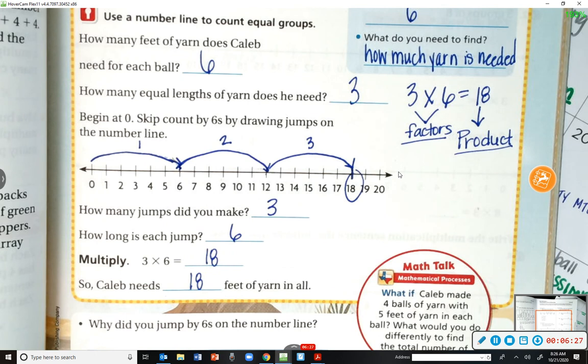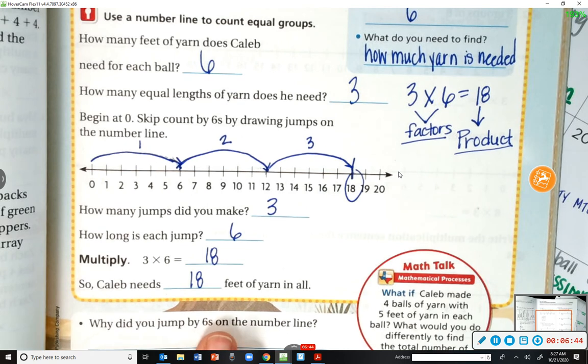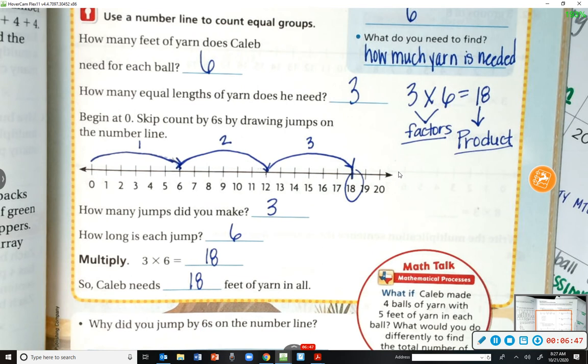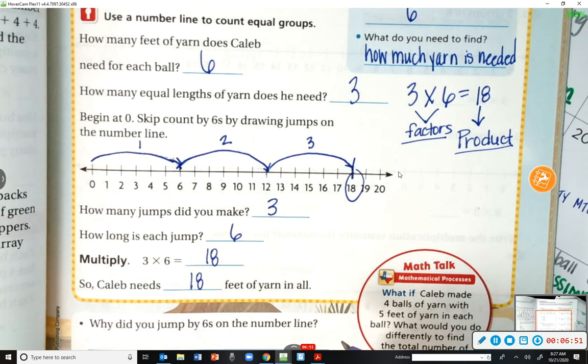The reason it's not 4 is because you had to skip by 6, because he did 6 feet, but he had to do more. Good. So we're jumping by 6s because that's how much feet he needed for each ball, right? Okay. So why did you jump by 6s on the number line?